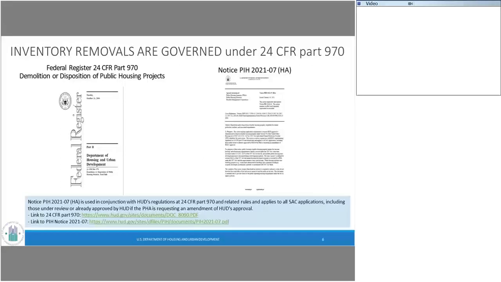In addition to the electronic 52860 application, the PHA should submit certifications and narratives. In addition to that, the PHA must complete a HUD 52860 and a 52860A and applicable addendums, along with supporting documents.